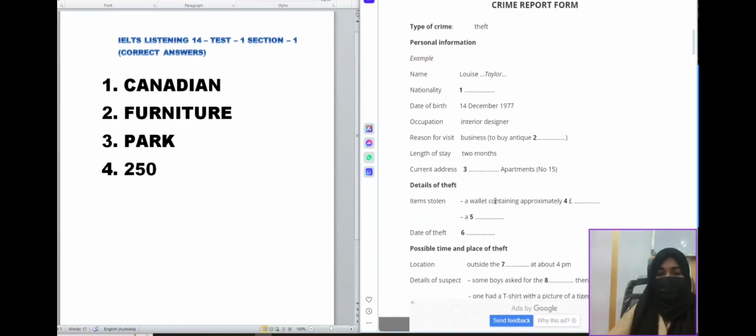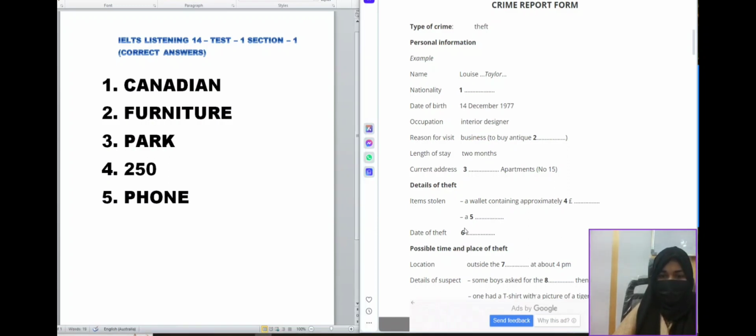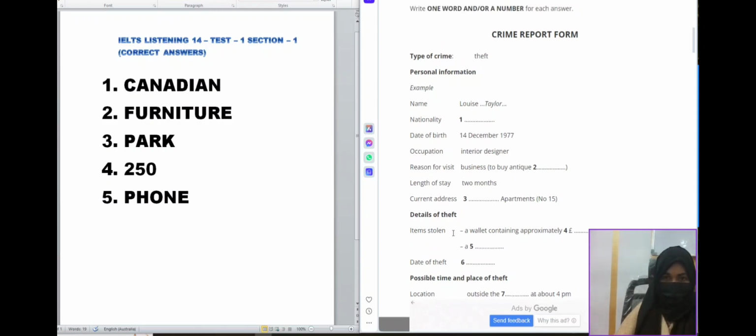Now what she lost? She thought she maybe kept the wallet at home, at an apartment, but it was not there. Phone was also not there. The phone was only a few days old, hence it's a new phone. Phone is our answer. We got our fifth answer also. Now date of theft, we can guess. Maybe it will be date and a month. Okay.